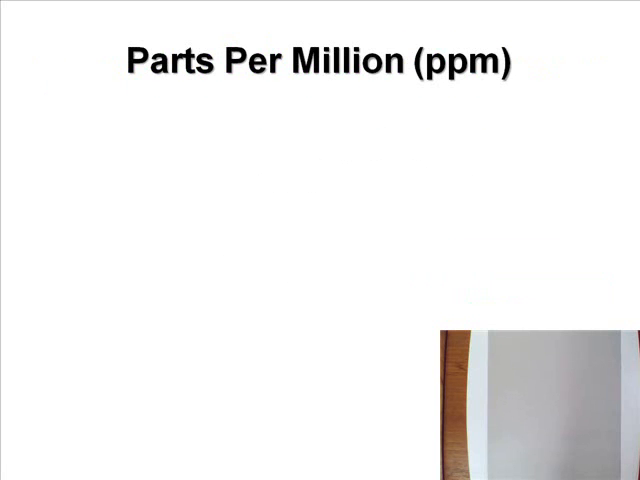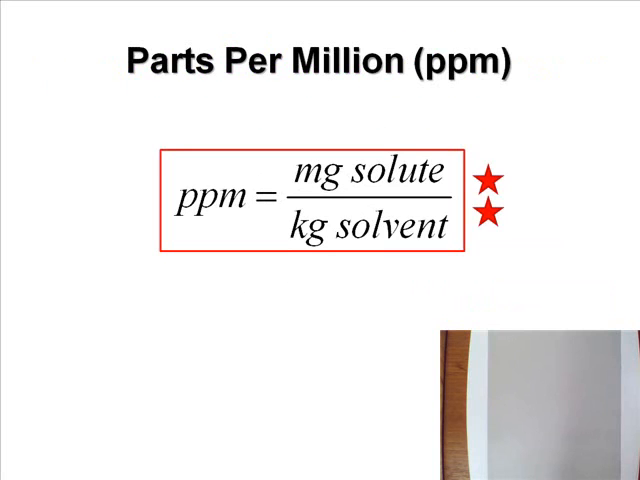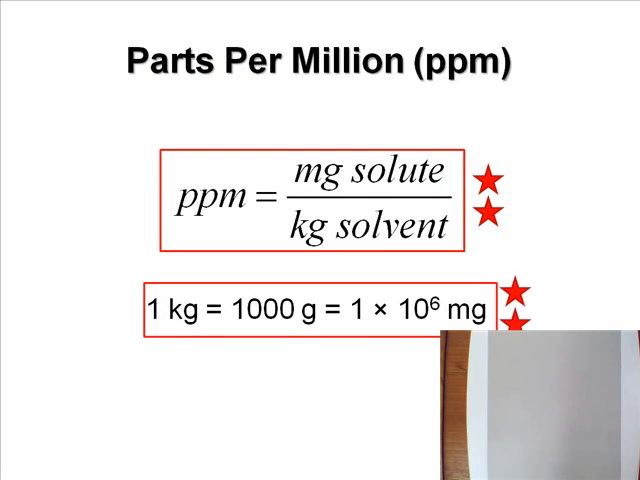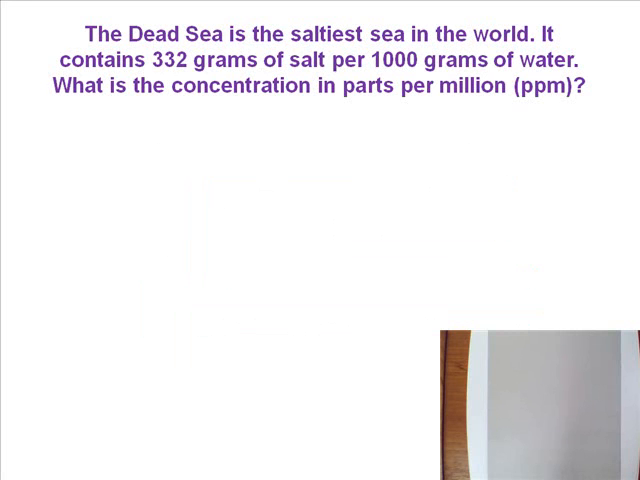The final one is parts per million. This is actually used very commonly in gases, but it's also used in liquid form. So parts per million is the milligrams of solute versus kilograms of solvent. So we've got 1 kilogram is 1,000 grams, which is 1 times 10 to the 6th milligrams. So the Dead Sea, which is near the Middle East, is the saltiest sea in the world. 332 grams of salt per 1,000 grams of water. What's the parts per million?